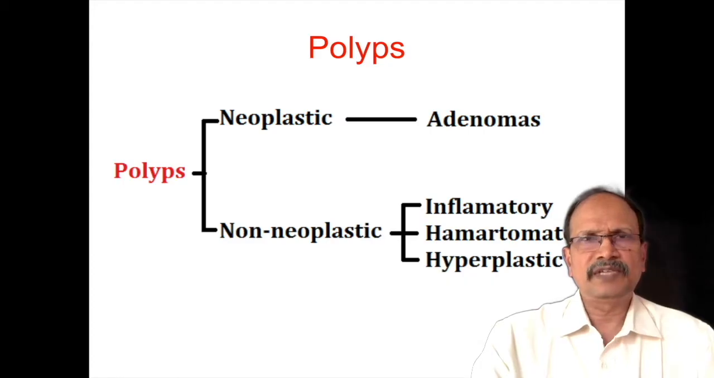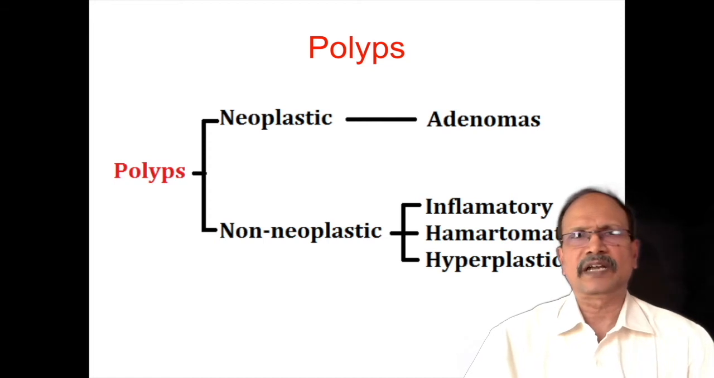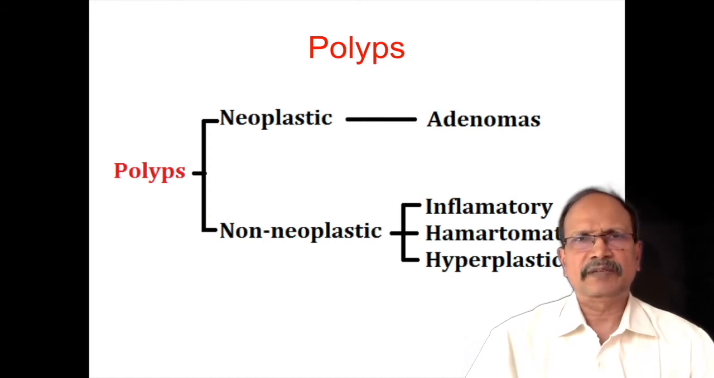Polyps of the GIT can be classified mainly into neoplastic and non-neoplastic polyps. Neoplastic polyps are equated with adenomas. So again, I stress, adenomas of GIT require a qualifier, that is dysplasia, whereas adenomas in other parts of the body will not have this rider. So if you want to call something an adenoma in the GIT, it must have dysplasia.